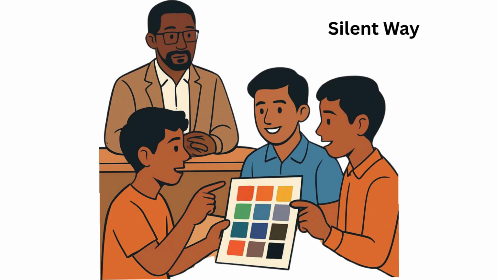Finally, our last method is the silent way. In the silent way, you stay mostly quiet. You use color rods or charts to let the student discover the answer. It builds massive confidence.